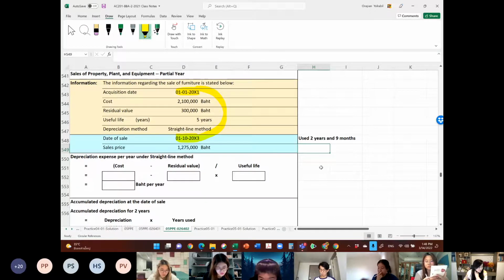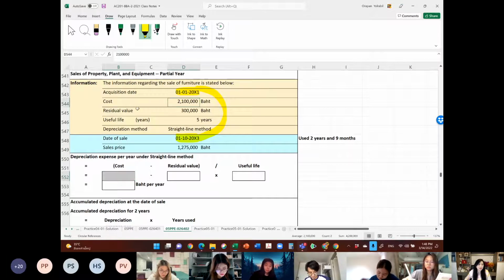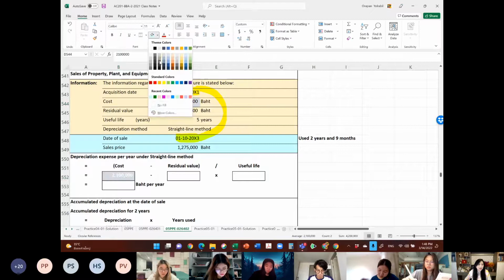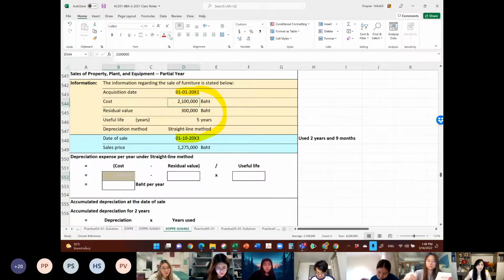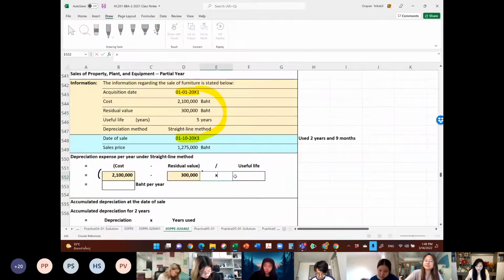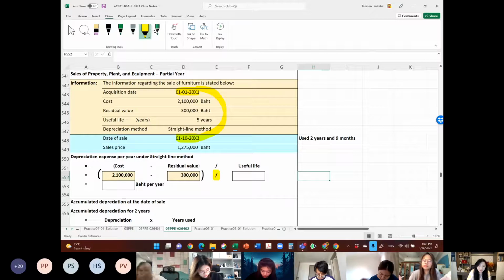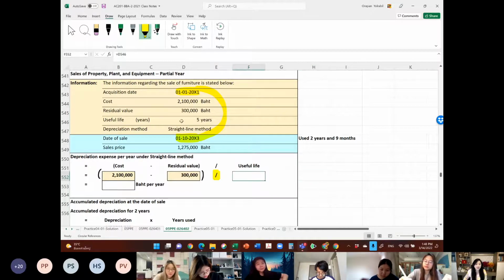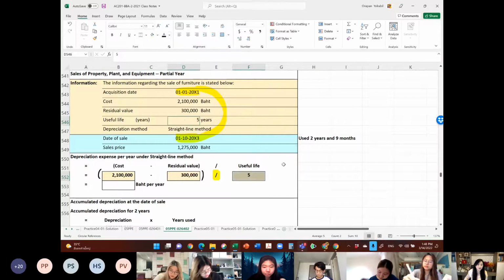All right. So if you do agree with the 2 years and 9 months, then let's do the calculation here together. You first of all take the cost, which is 2.1 million, to here. And then you have to take the residual value, which is 300,000. And then you have to close the parentheses first. And then again, for this one, there's a typo here, so it's divided. Change it for me please. And then you divide it by 5 years, the 5-year useful life.